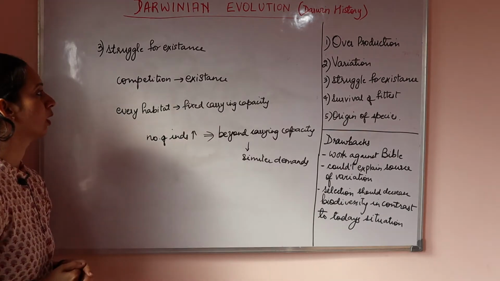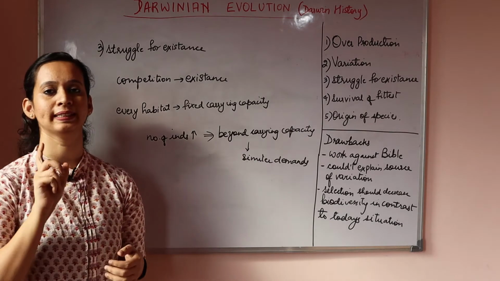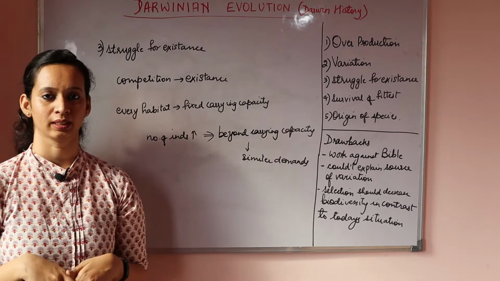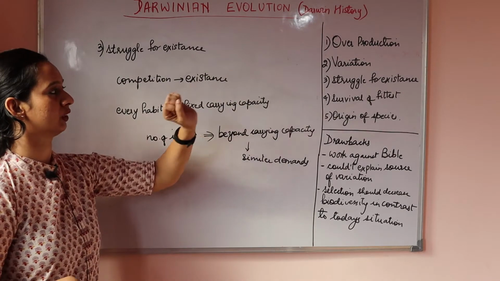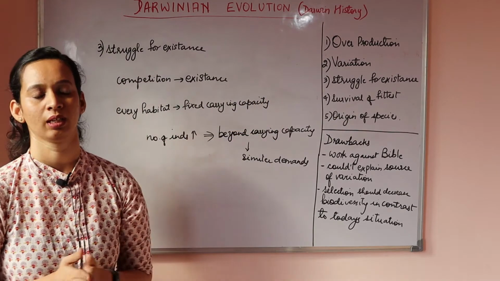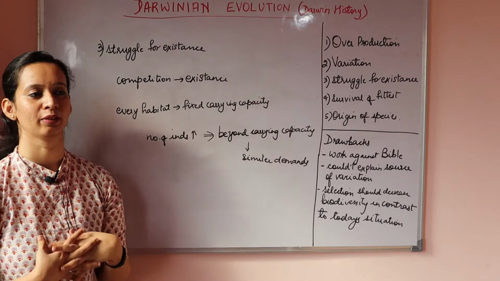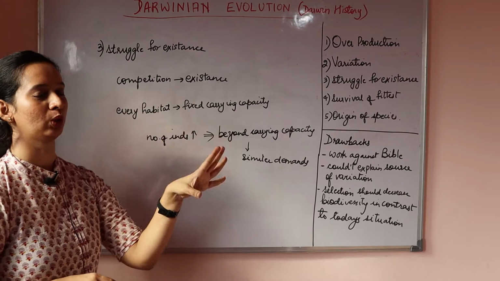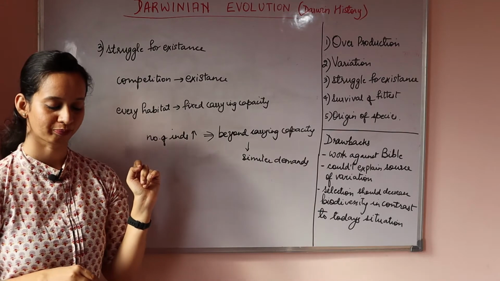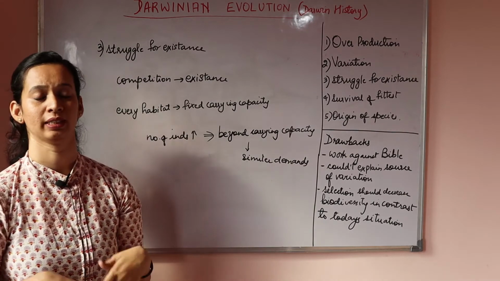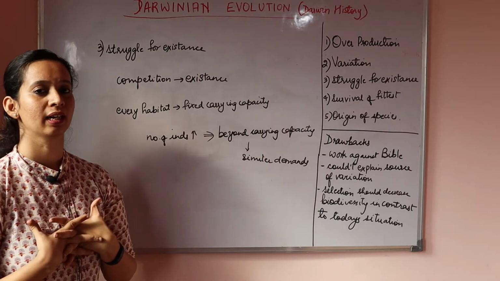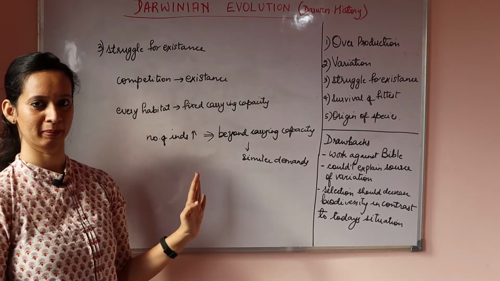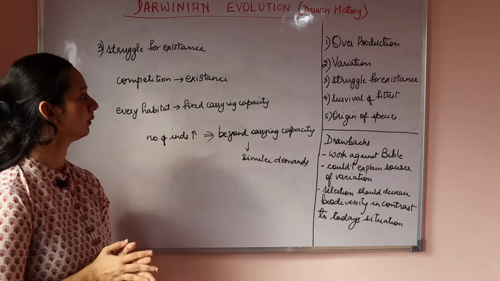Now the third postulate is struggle for existence. What does struggle for existence mean? All this overproduction, variation, why does it occur? Because all organisms want to live. So the final goal of that particular species is that they are striving to live. Existence is the primary goal of all species.